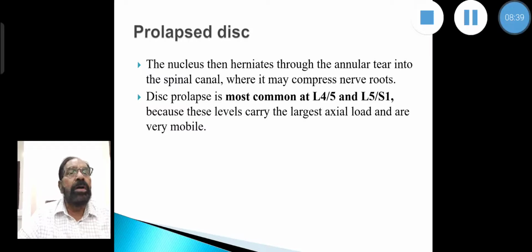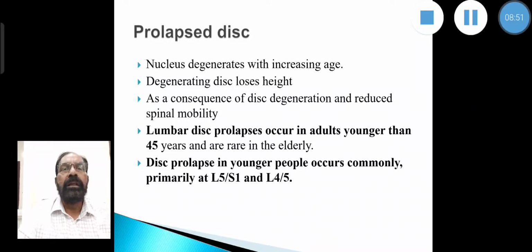Disc prolapse is the most common at L4 and L5, or L5 and S1, because these levels carry the largest axial load and are very mobile. Nucleus degenerates with increasing age. Degenerating disc loses height. As a consequence of disc degeneration and reduced spinal mobility, lumbar disc prolapses occur in adults younger than 45 years and are rare in elderly. Disc prolapse in younger occurs primarily at L5S1 and L4 and L5.